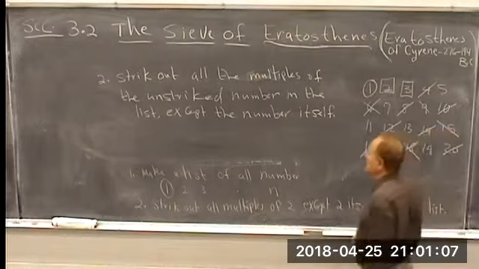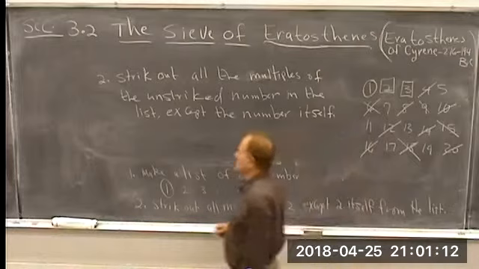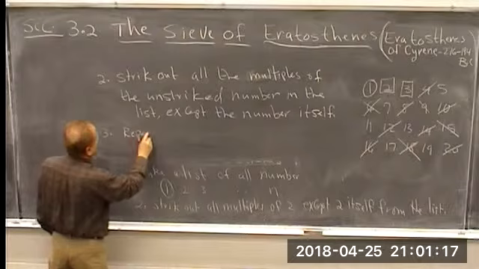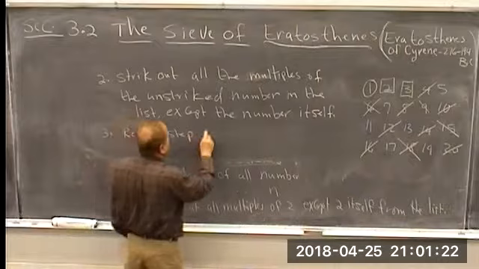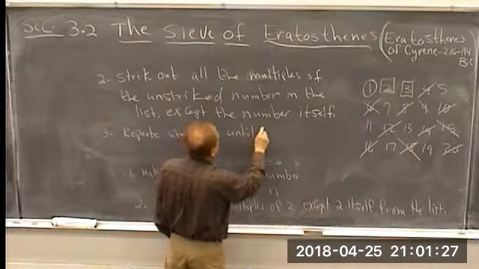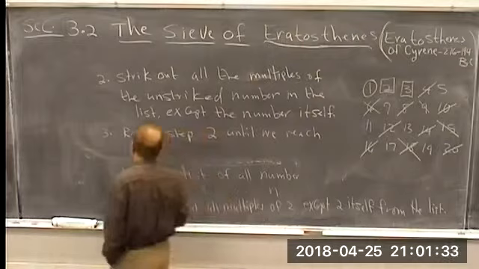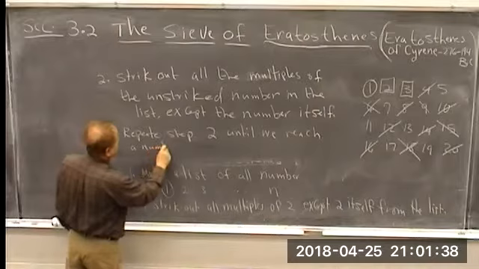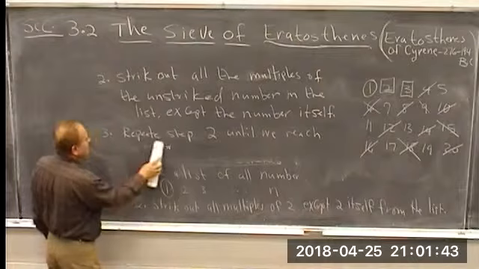Then we repeat step number 2 until we reach an unstruck number that is greater than the square root of n. Okay?